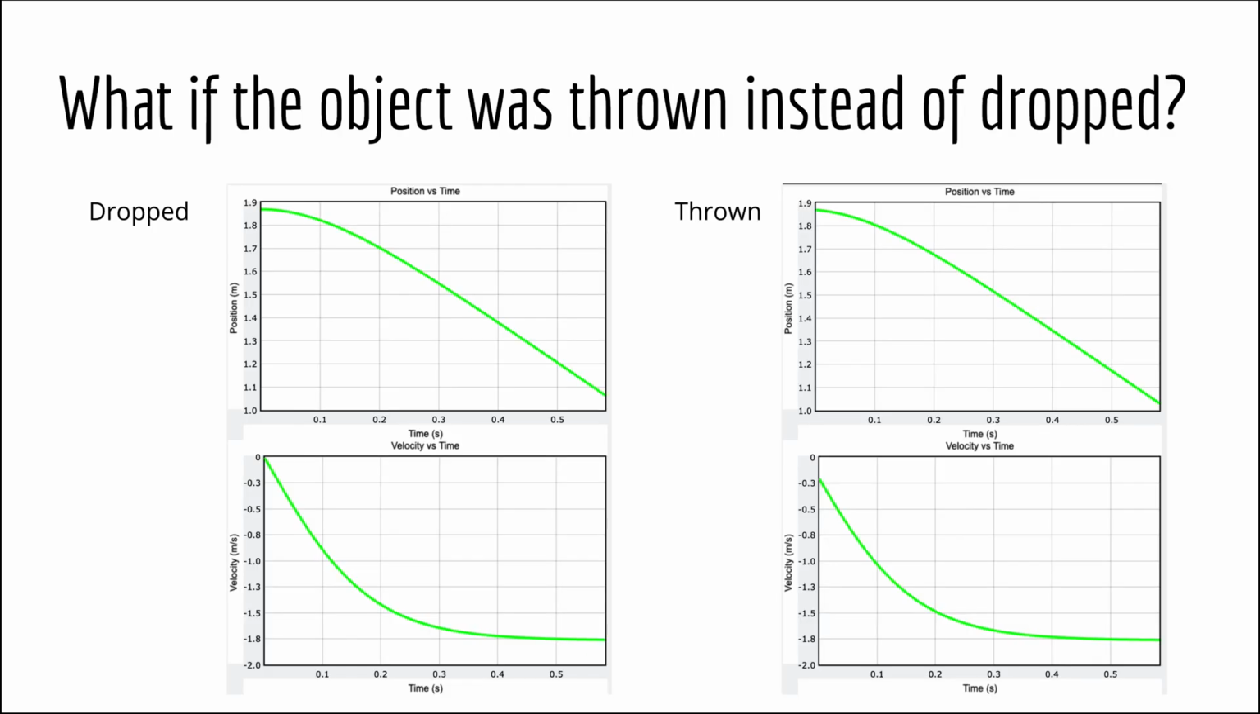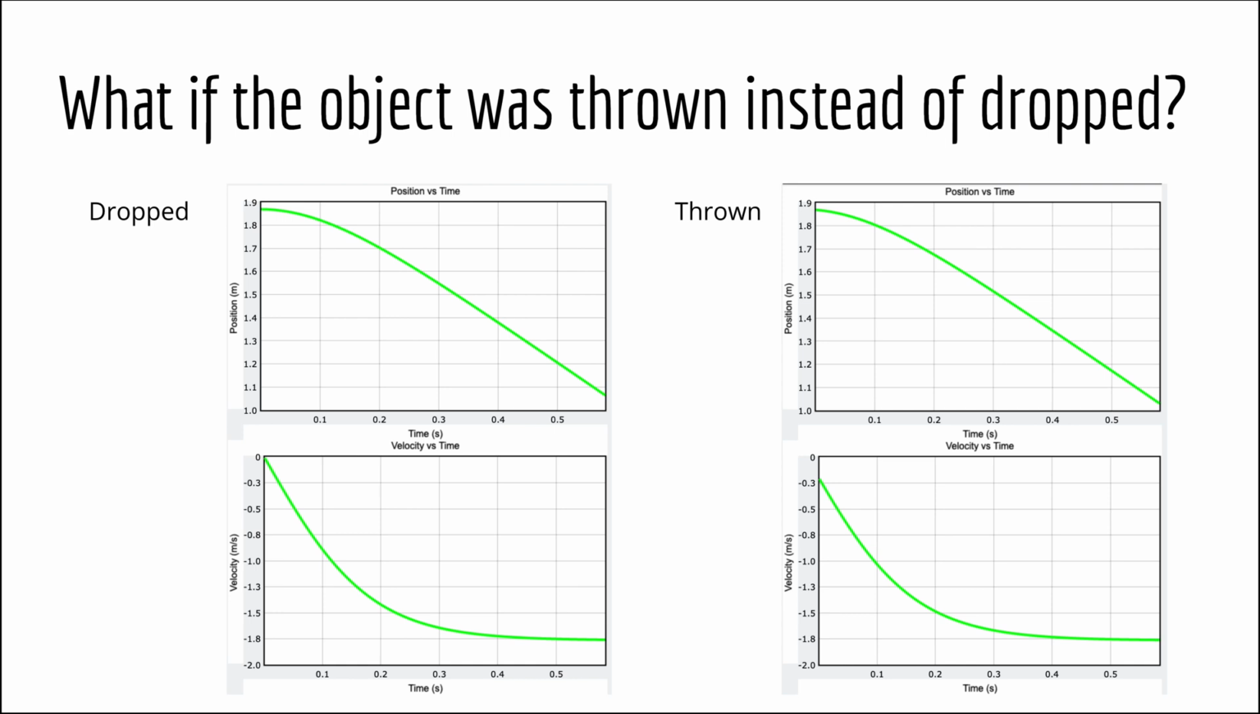Now, let's say that instead of dropping the brick from a position of rest, it was thrown down with a negative velocity. To model this scenario, I changed the initial velocity of the object to negative 0.3 meters per second in the negative y direction.